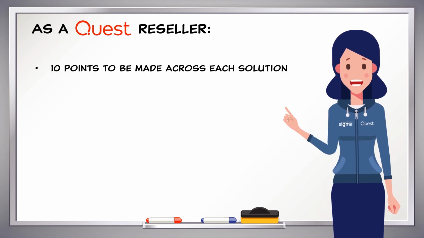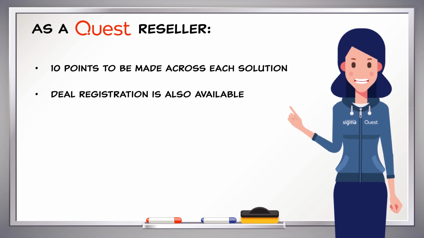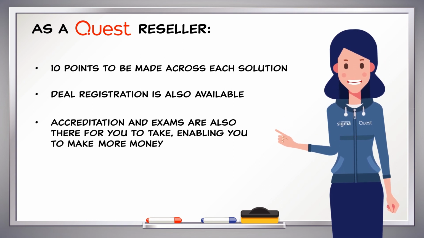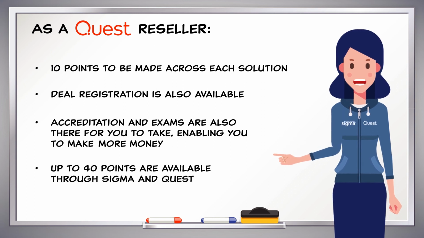As a Quest reseller, there are 10 points to be made across each solution. Deal registration is also available. Accreditation and exams are also there for you to take, enabling you to make more money. Up to 40 points are available through Sigma and Quest.